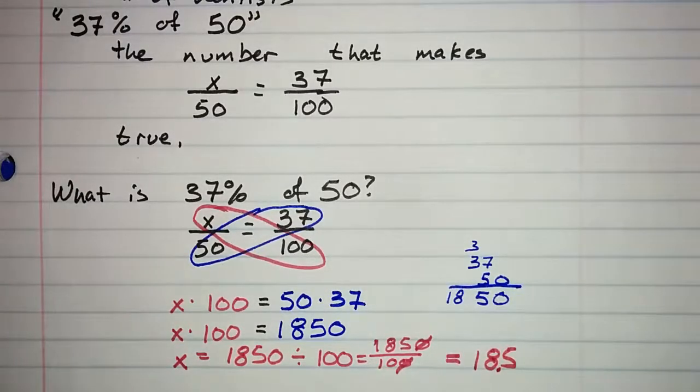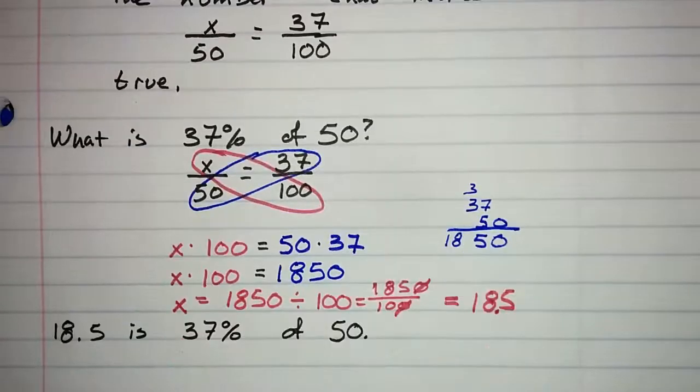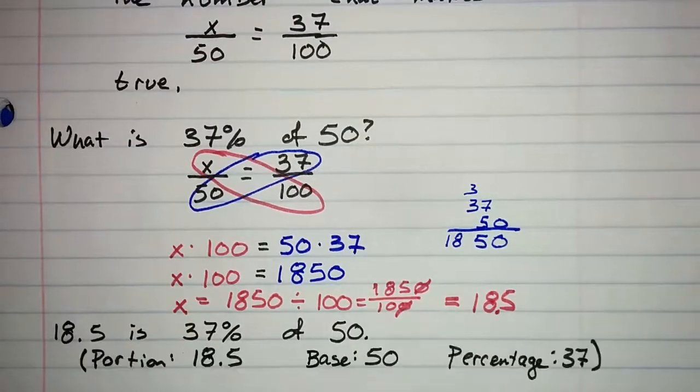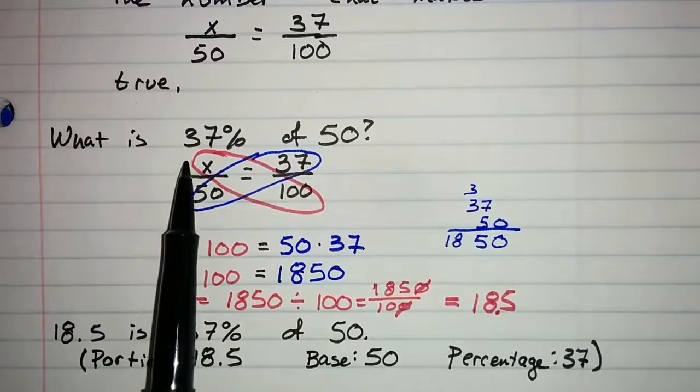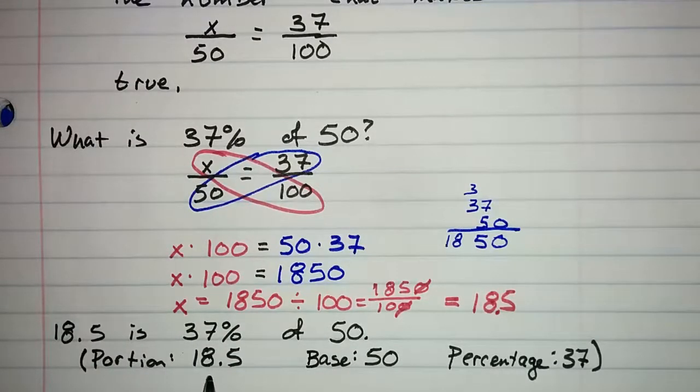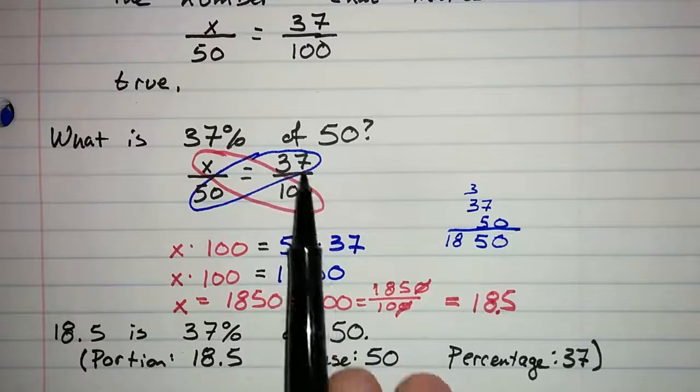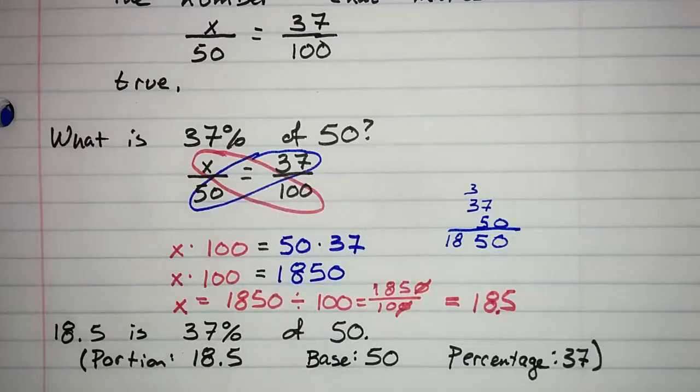So we discover that, in fact, 18.5 is 37% of 50. Recalling the terms that we used to describe this percent proportion, x, which we discovered is 18.5, is the portion. The base is 50, and the percentage is 37.